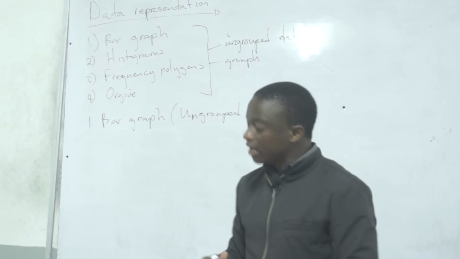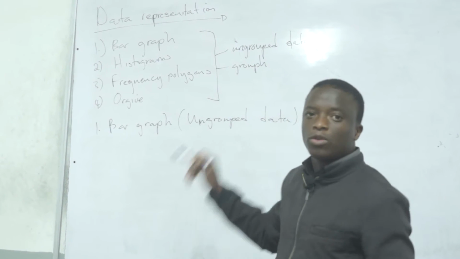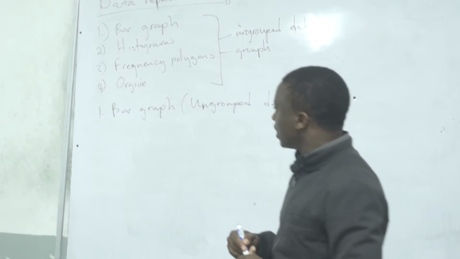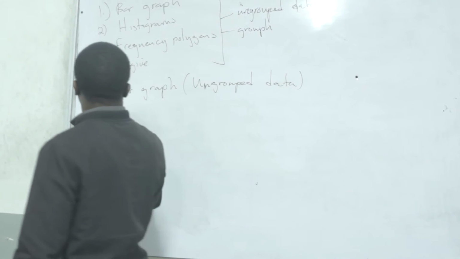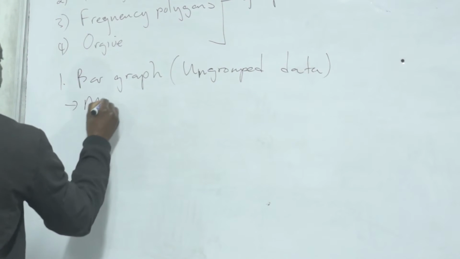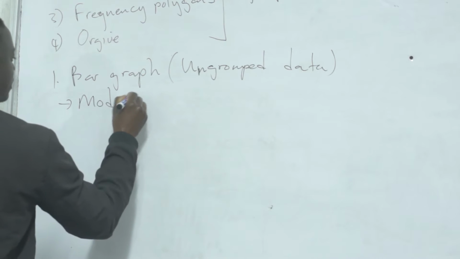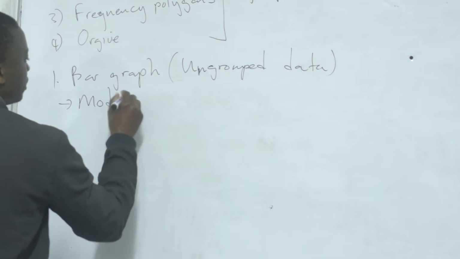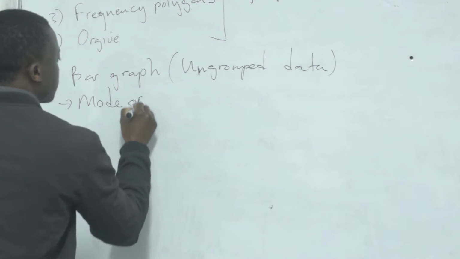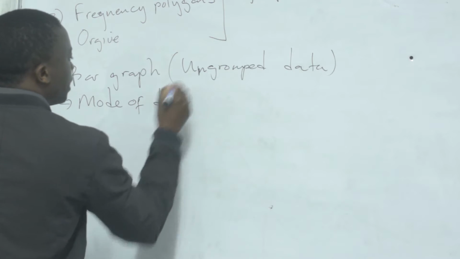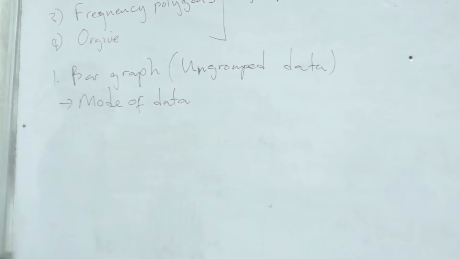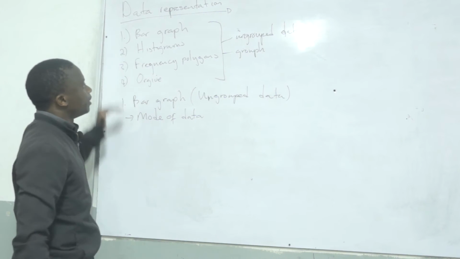In a bar graph, we are also able to compare. Usually in a bar graph, one of the easiest things in analysis is the mode of the data. We are able to tell the mode straight away from a bar graph. So in a bar graph, you have your information.